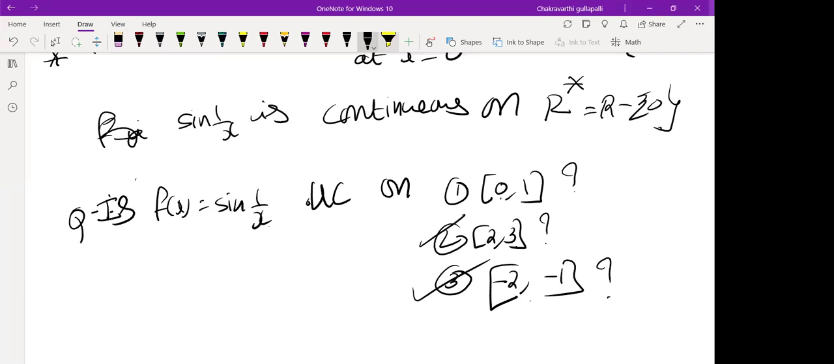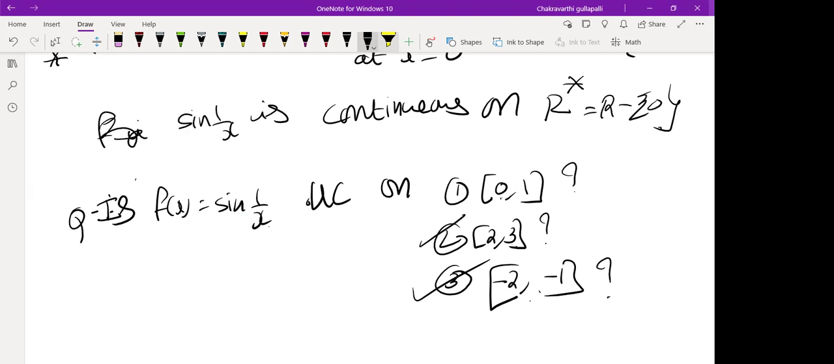So we cannot. Here it is not there. 0 is not there. So it is uniformly continuous. Okay. So open interval. Well, all no. We have to check, because there is no theorem. If f is continuous on an open interval, then f may or may not be uniformly continuous. Very important.